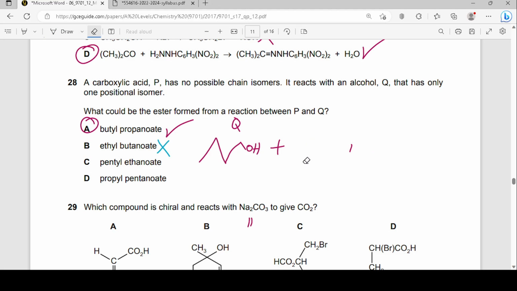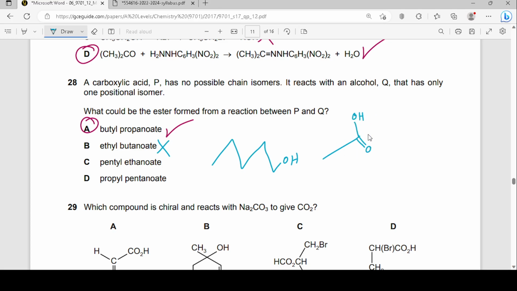So yeah, and then next we have pentyl ethanoate, which is basically you have pentyl, which means you have pentanol, and ethanoate means you have ethanoic acid, COOH. I don't know if I can draw that a bit better. But anyways, what's the point? So obviously P is a carboxylic acid, which has no possible chain isomers, that's right.